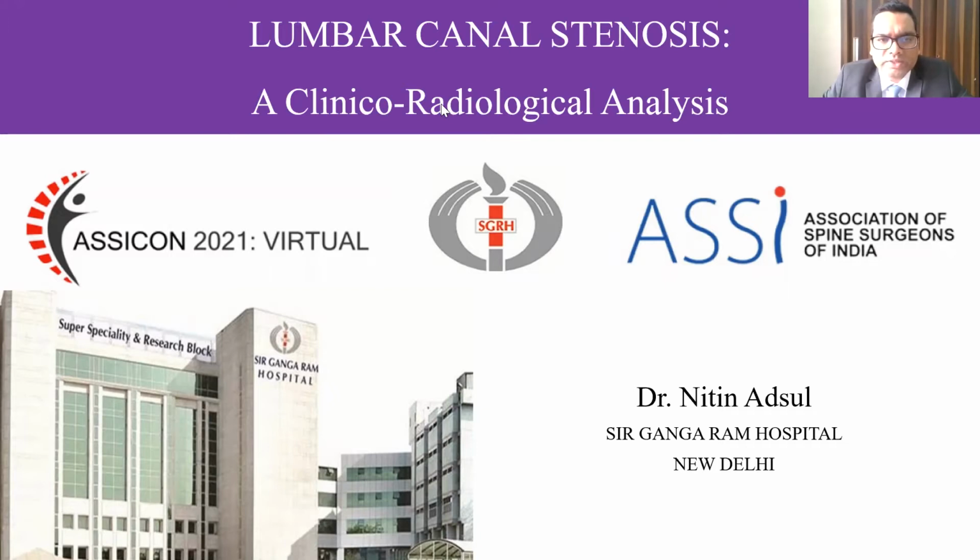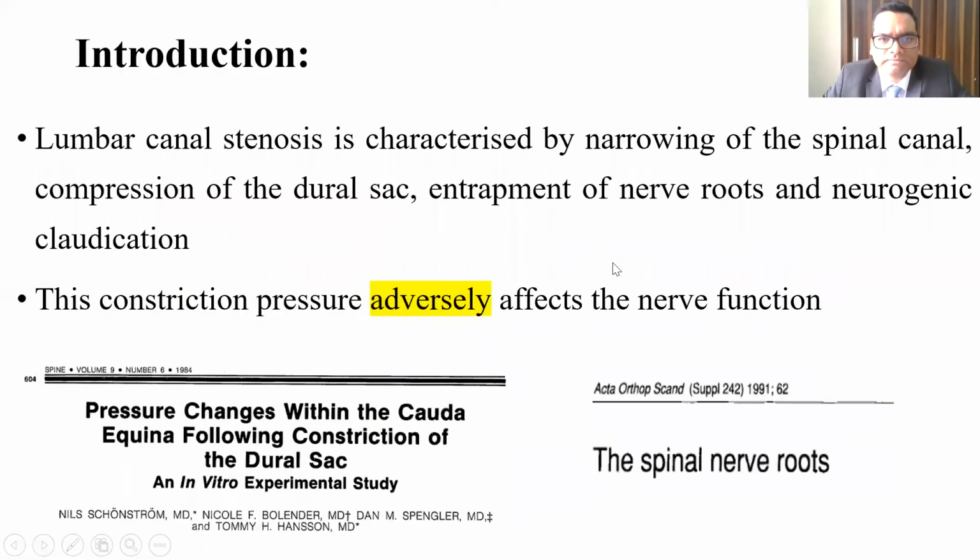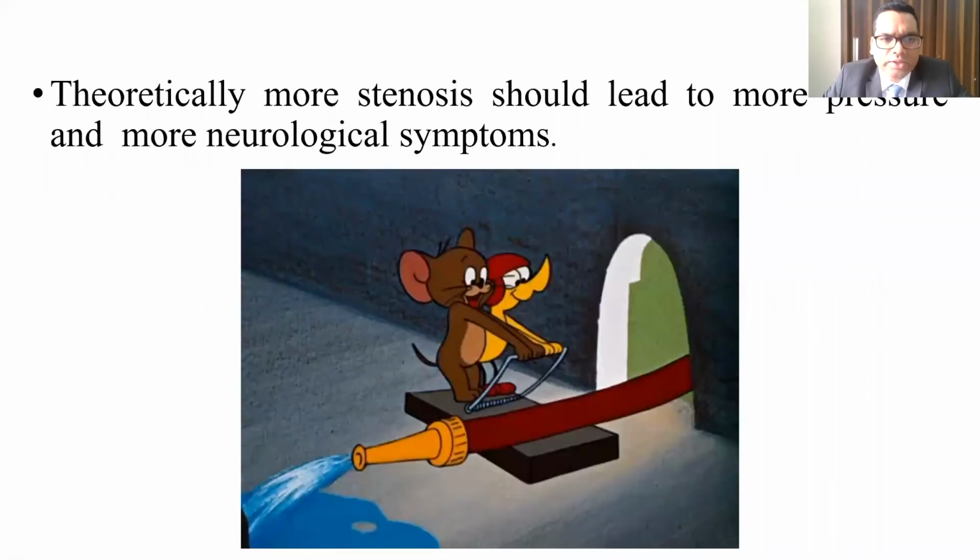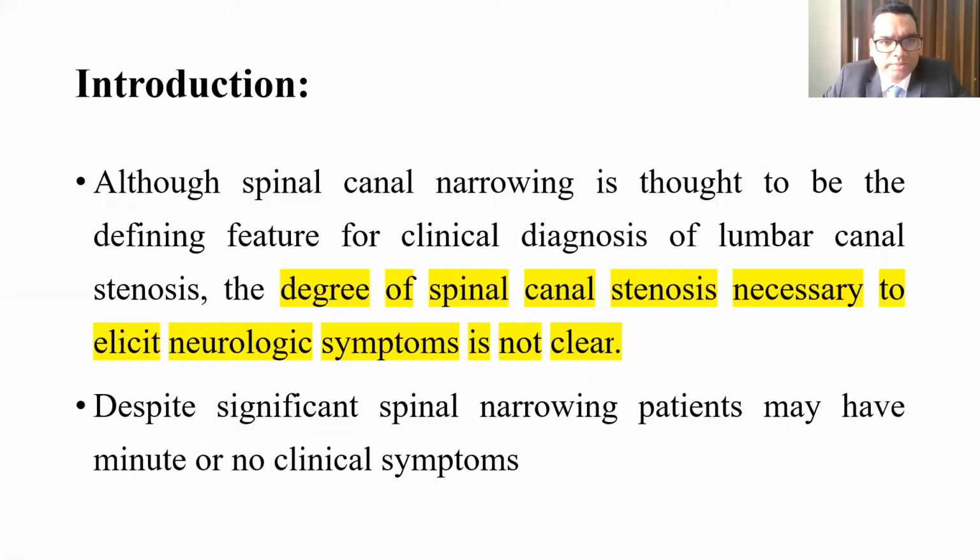The topic of my presentation is lumbar canal stenosis, a clinico-radiological analysis. Lumbar canal stenosis is characterized by narrowing of the spinal canal, compression of the dural sac, entrapment of the nerve roots, and neurological claudication. This constriction pressure adversely affects the nerve function. Theoretically, more stenosis should lead to more pressure and more neurological symptoms.